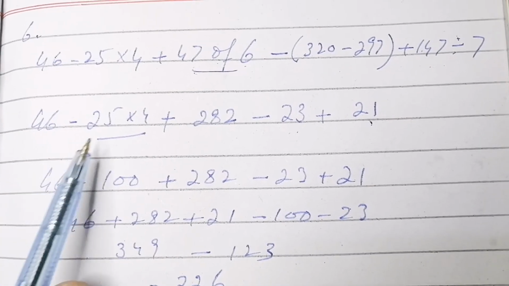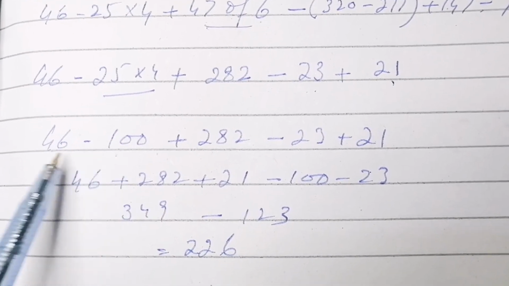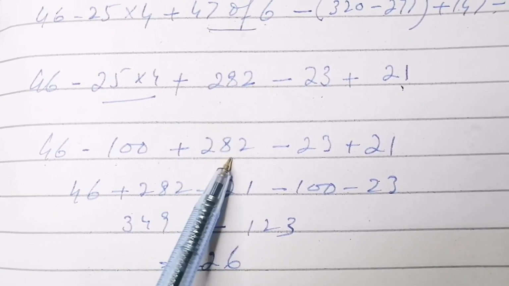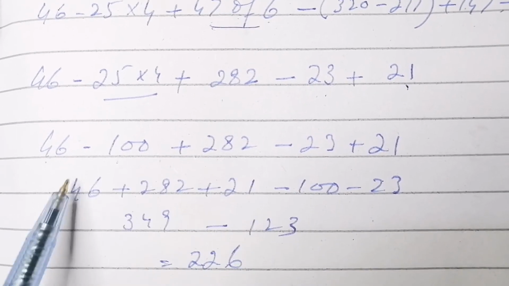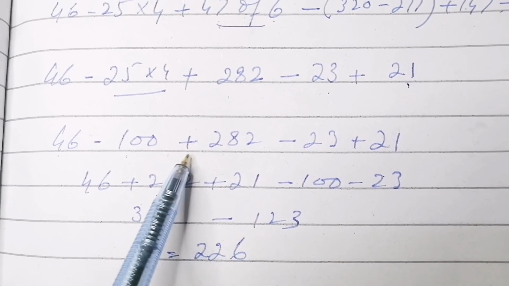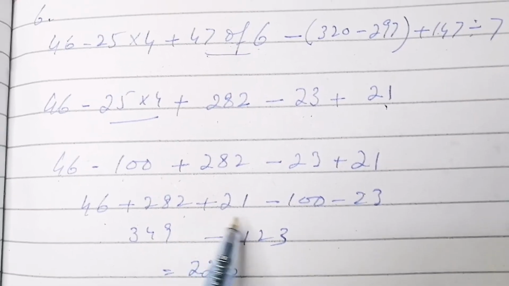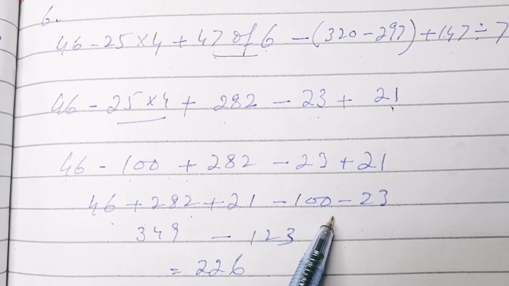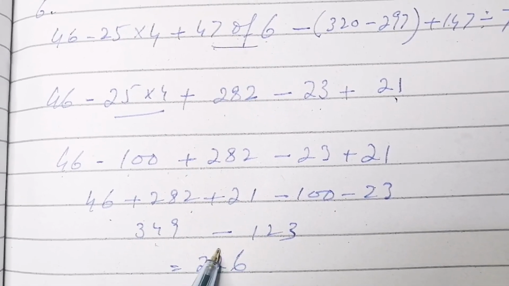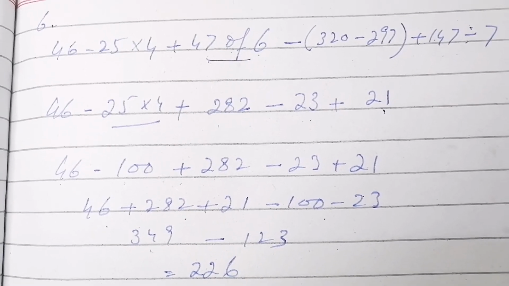So 46, 25 4s are 100. 46 minus 100 plus 282 minus 23. So the numbers which have plus signs, add them, and the numbers which have minus signs, subtract them. So 349 minus 123, 226 is the answer.